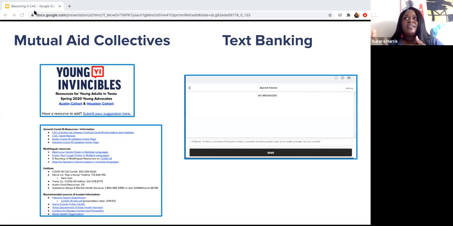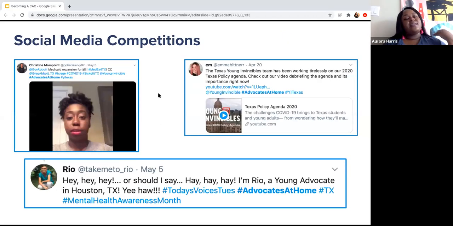So if your organization or your CDO has a text phone list, I would definitely recommend this. We got a lot of people connected to our connector tool by doing this.